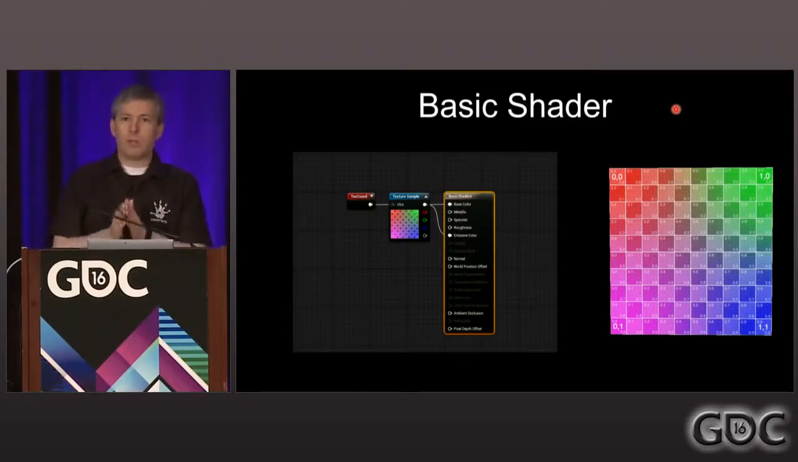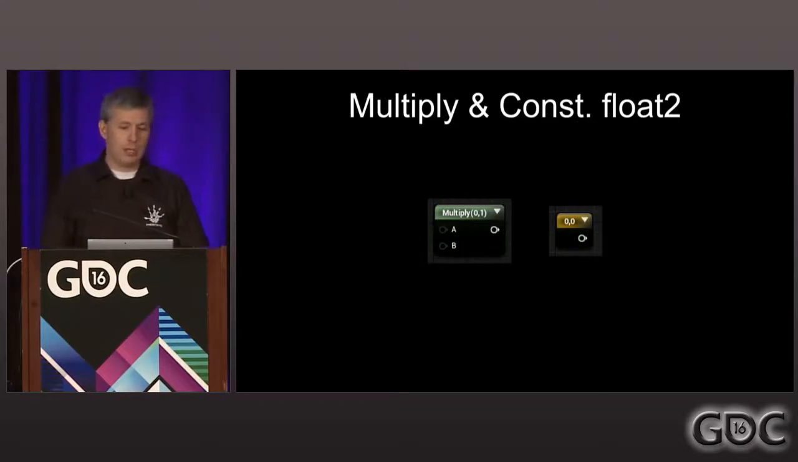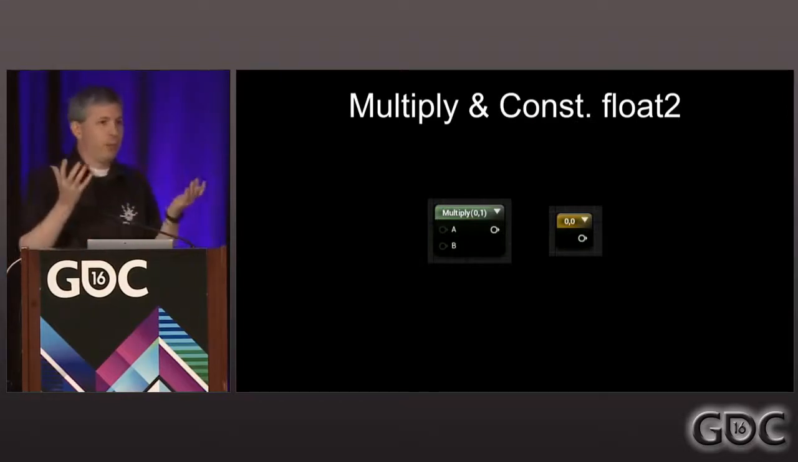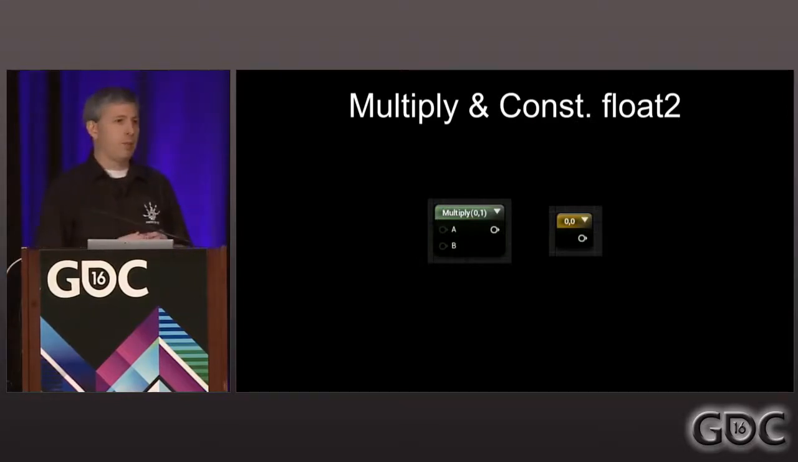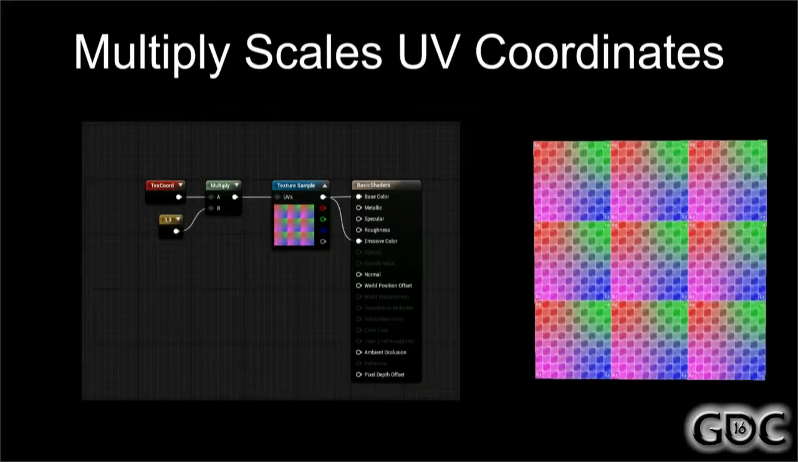Now what we want to do is play with the texture coordinates a little bit before we use them to sample the texture. So I'm going to introduce two new nodes. One is multiply, and this is just really simple math. And then the other one is a float to constant value. Here the values of the yellow node are 0 and 0, but we can change these values and set them to whatever we want. So I'm going to add these two nodes into our simple shader.